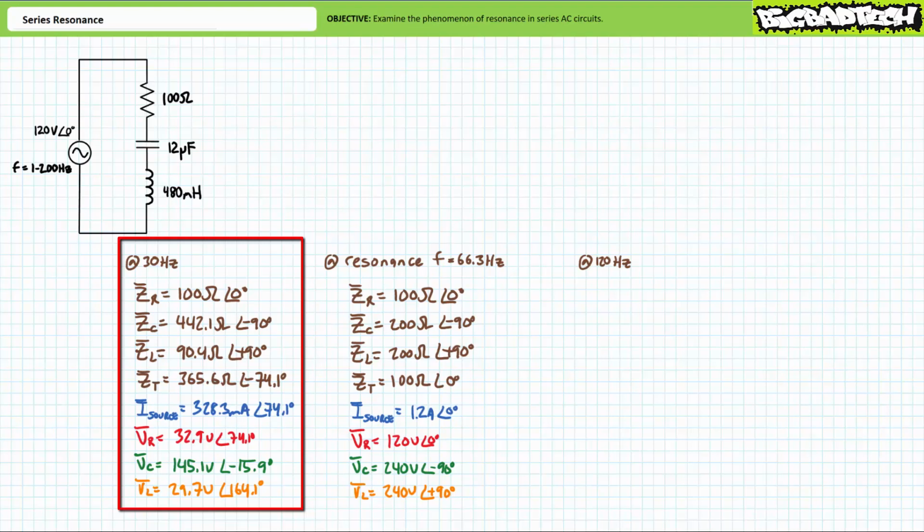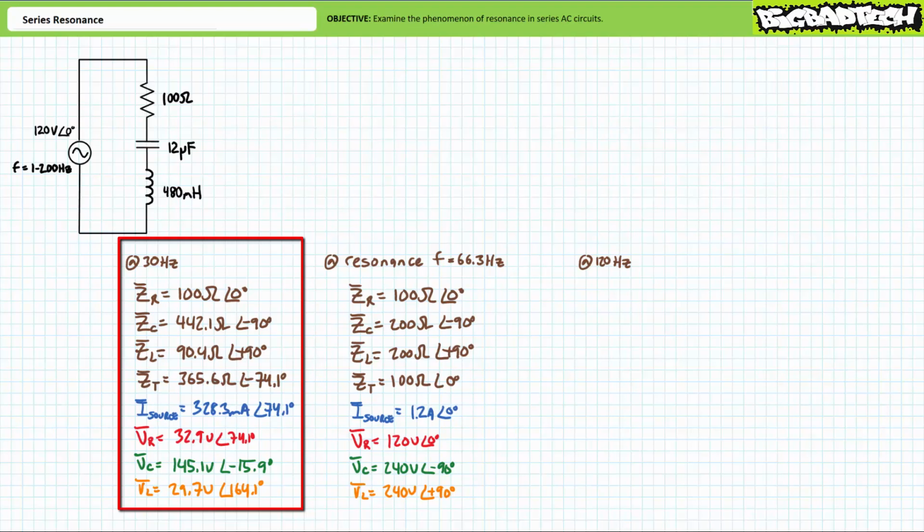An application of Ohm's law demonstrates source current will be 328.3 milliamperes at an angle of 74.1 degrees. Source current appears to lead supply voltage by 74.1 degrees. Given the leading phase angle, the circuit appears to be largely capacitive.